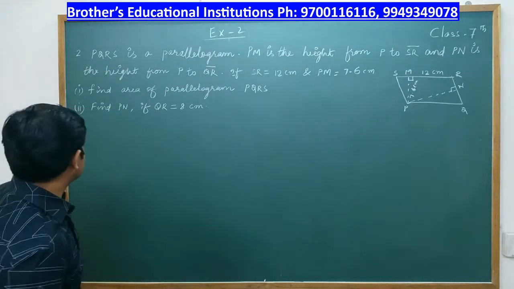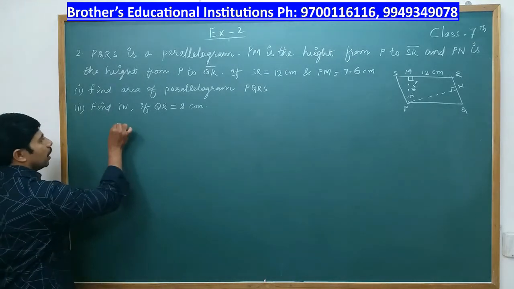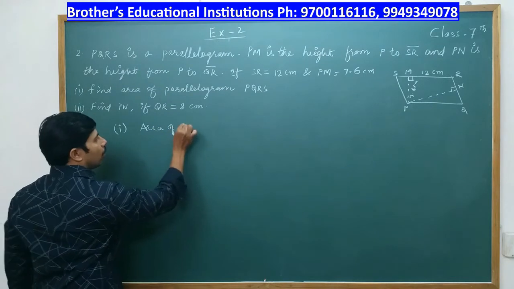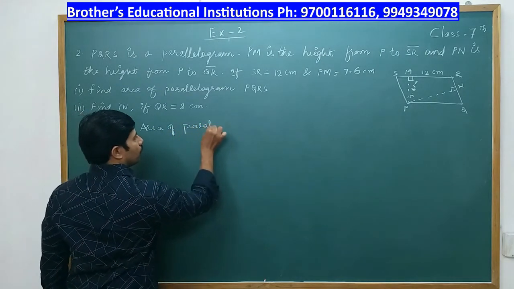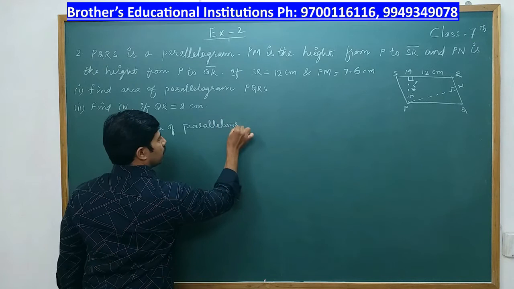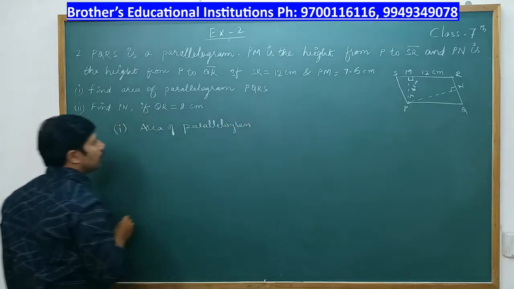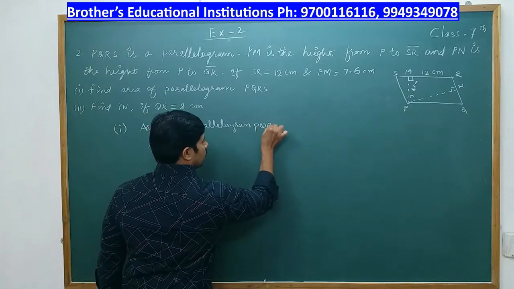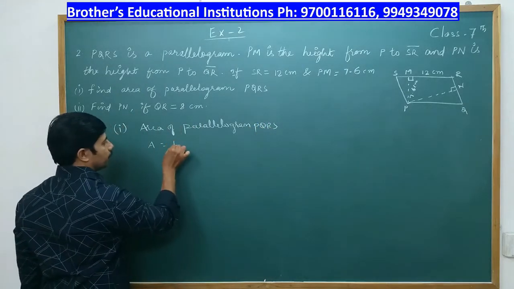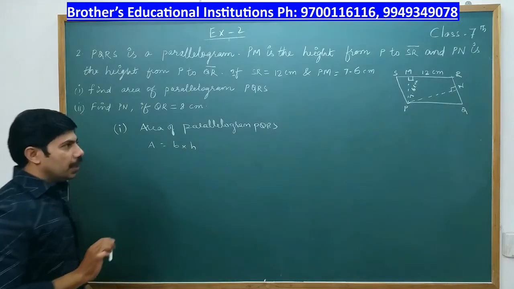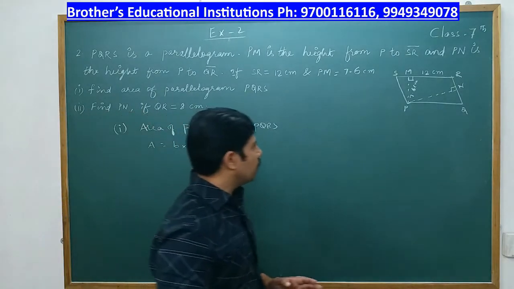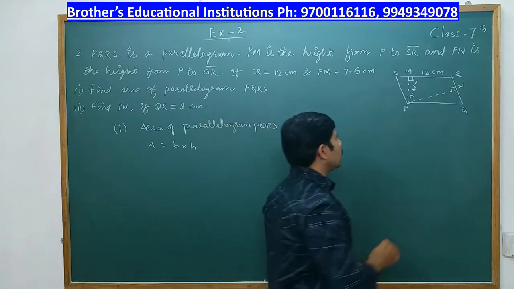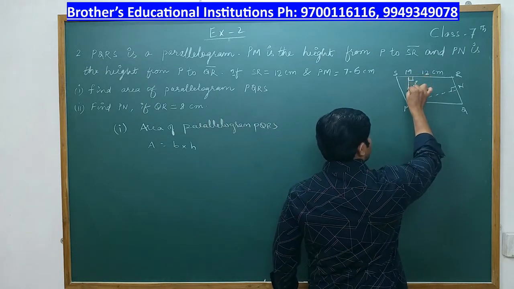Okay. So the first one is, in order to find the area of a parallelogram, what we do is, area is nothing but base into height. Now here in PQRS we have a base, always related to the altitude. Now where is the altitude? This is an altitude.